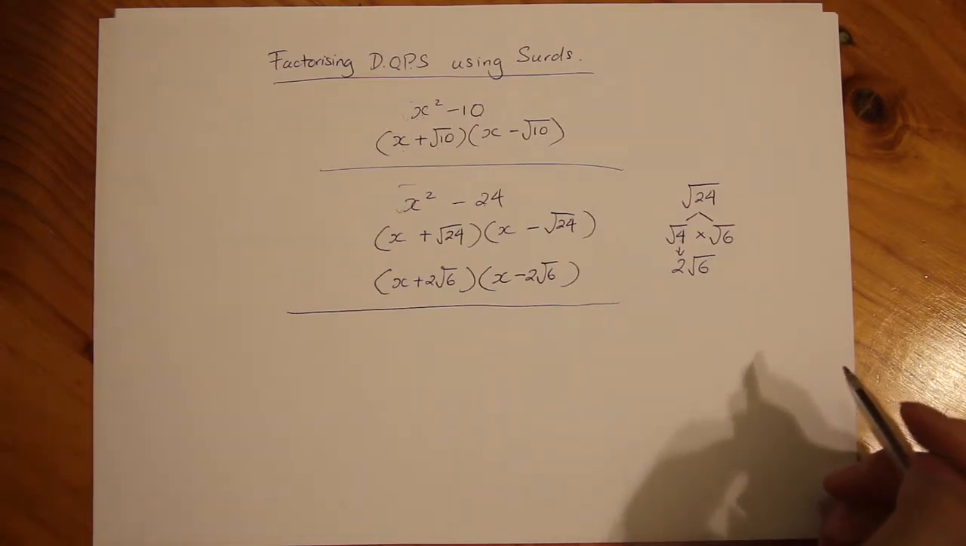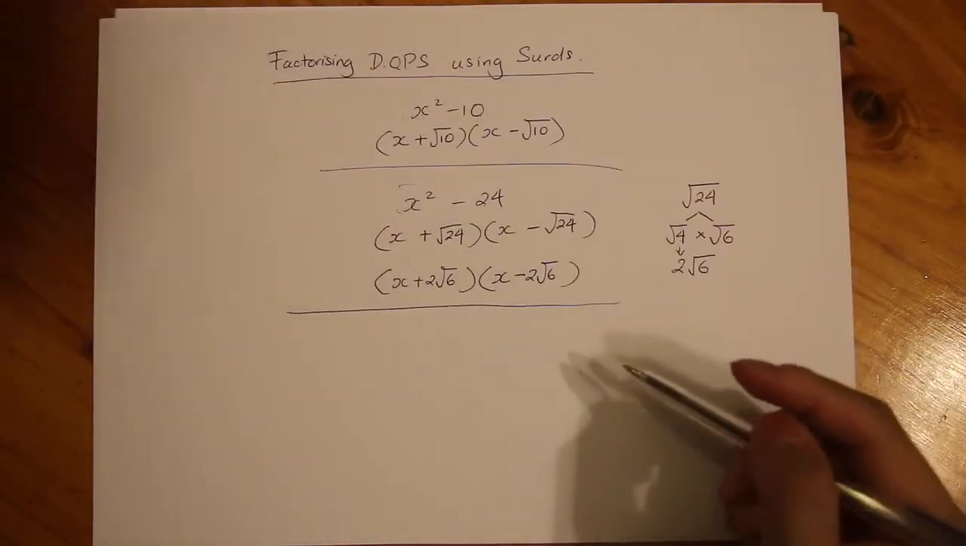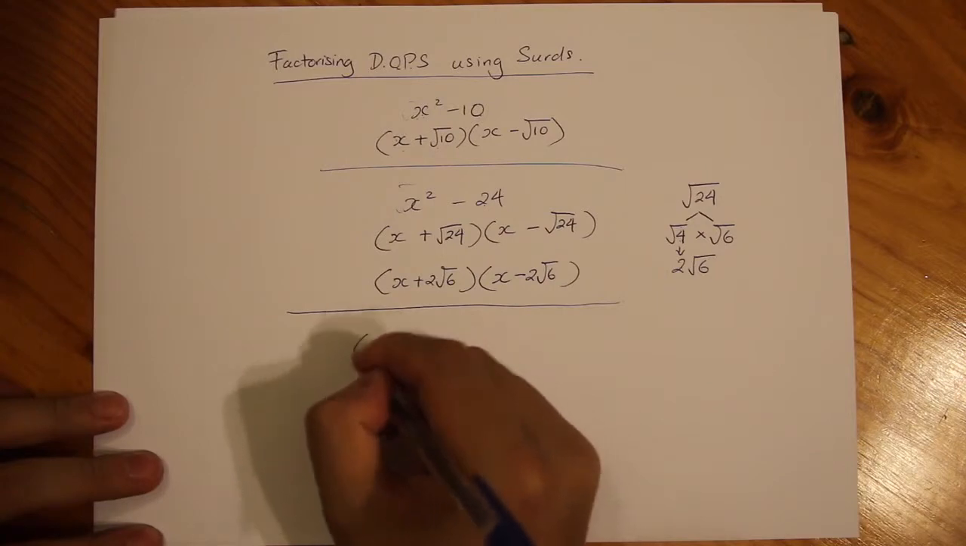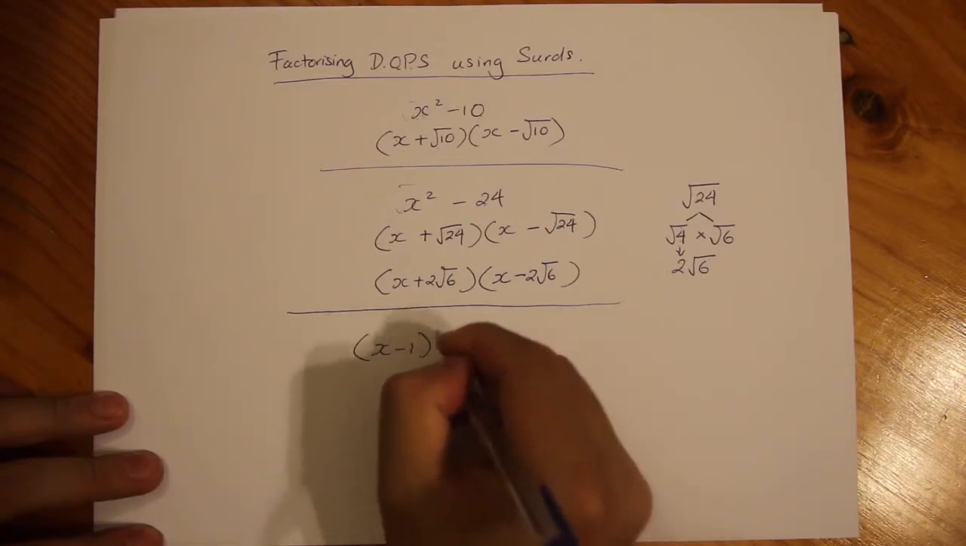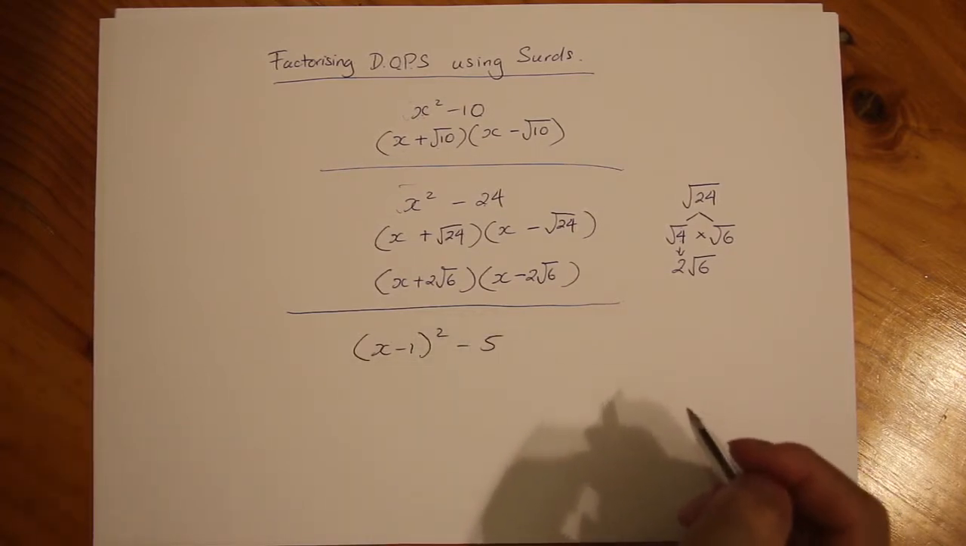Now, looking at this situation where we've got brackets, this is going to be one of the last examples, and we're going to have x minus 1 squared minus 5. Okay?